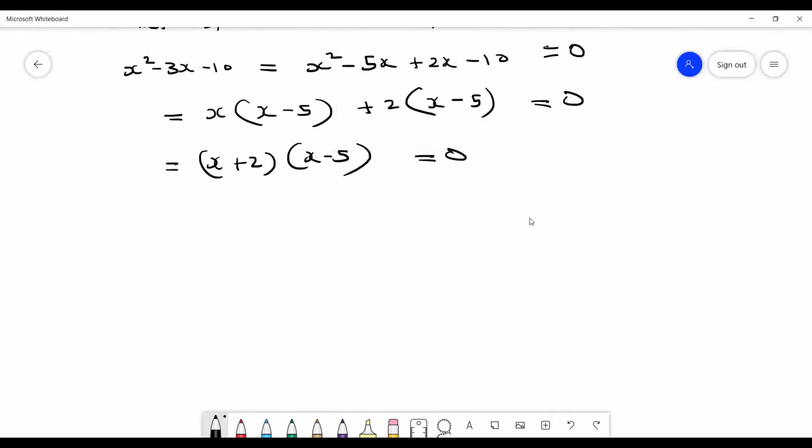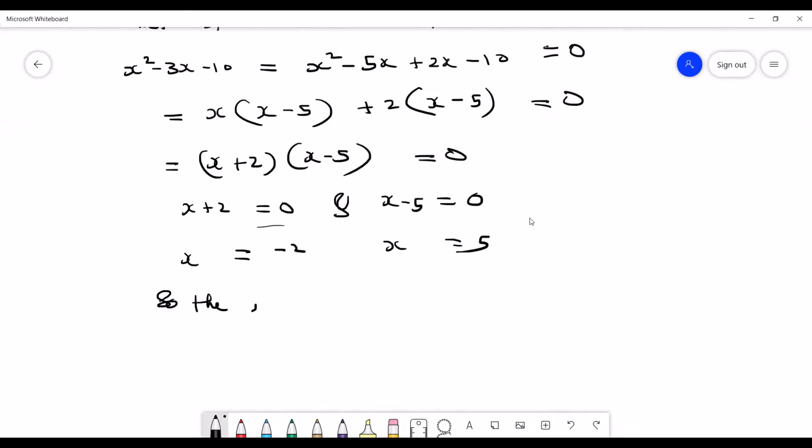Two terms are multiplied and that is equal to 0 means one of the terms equals 0. It means that x plus 2 equal to 0 and x minus 5 is also equal to 0. That means x is minus 2 and here x is 5. So the roots of the given quadratic equation are -2 and 5.